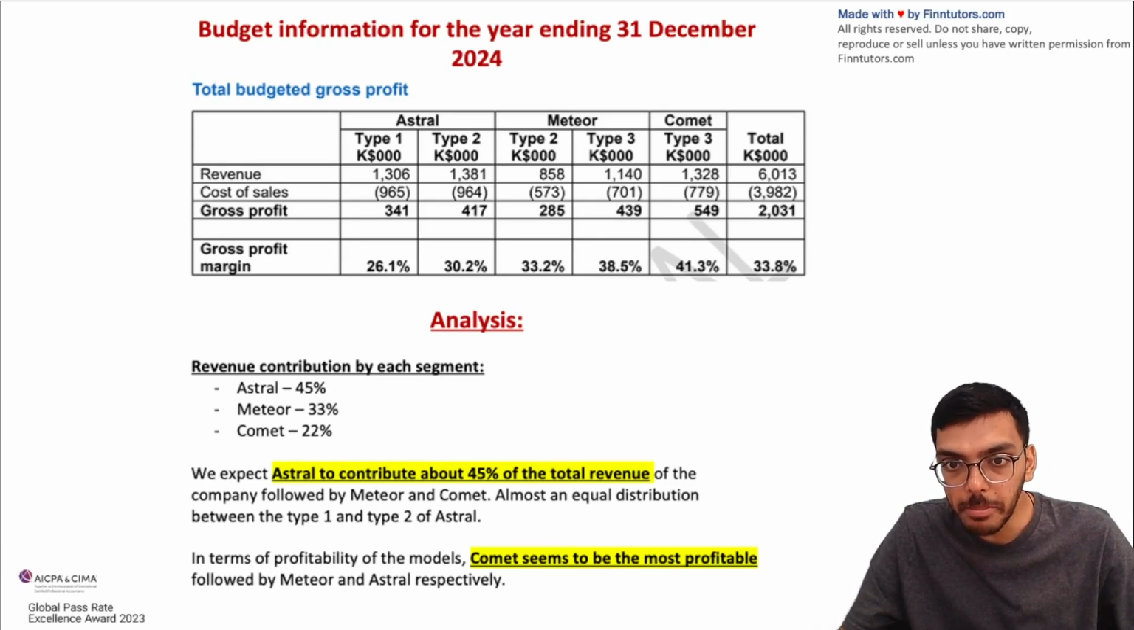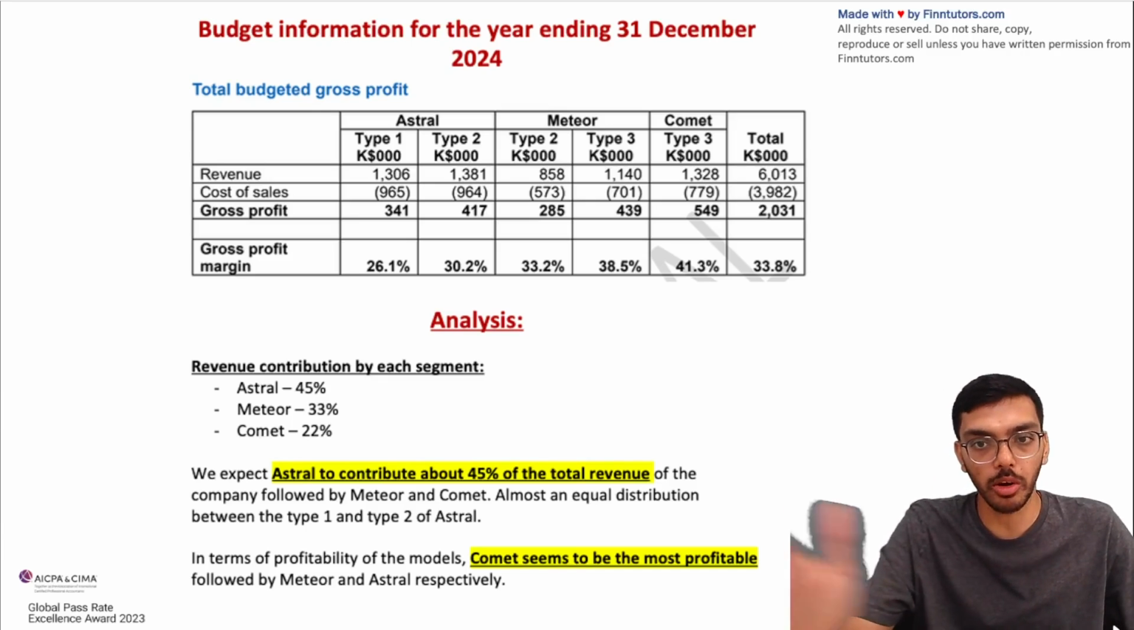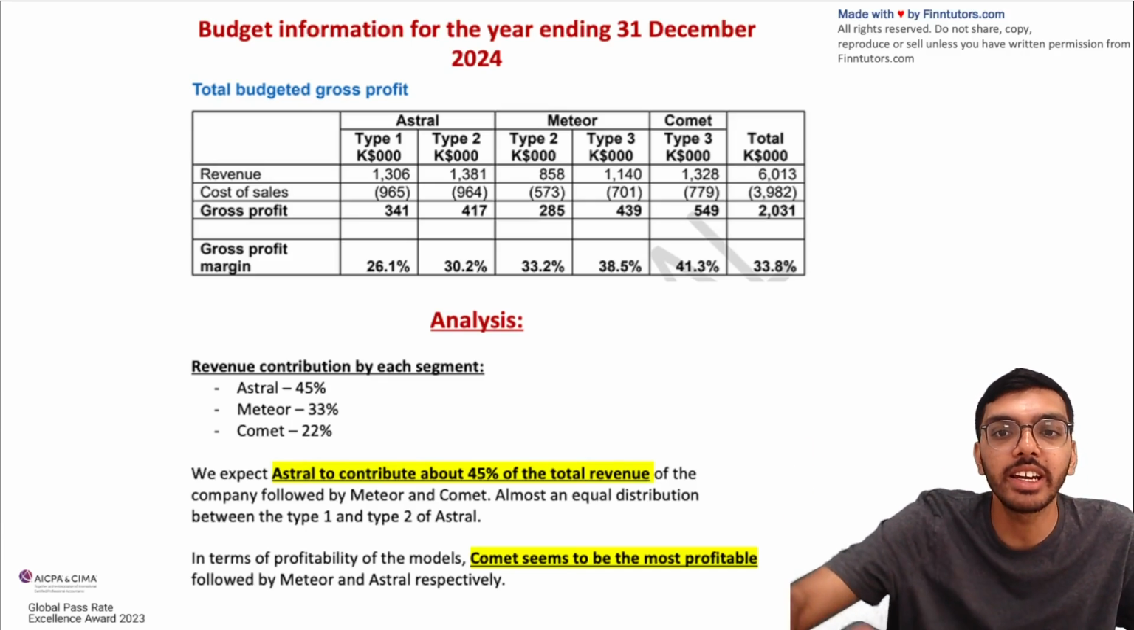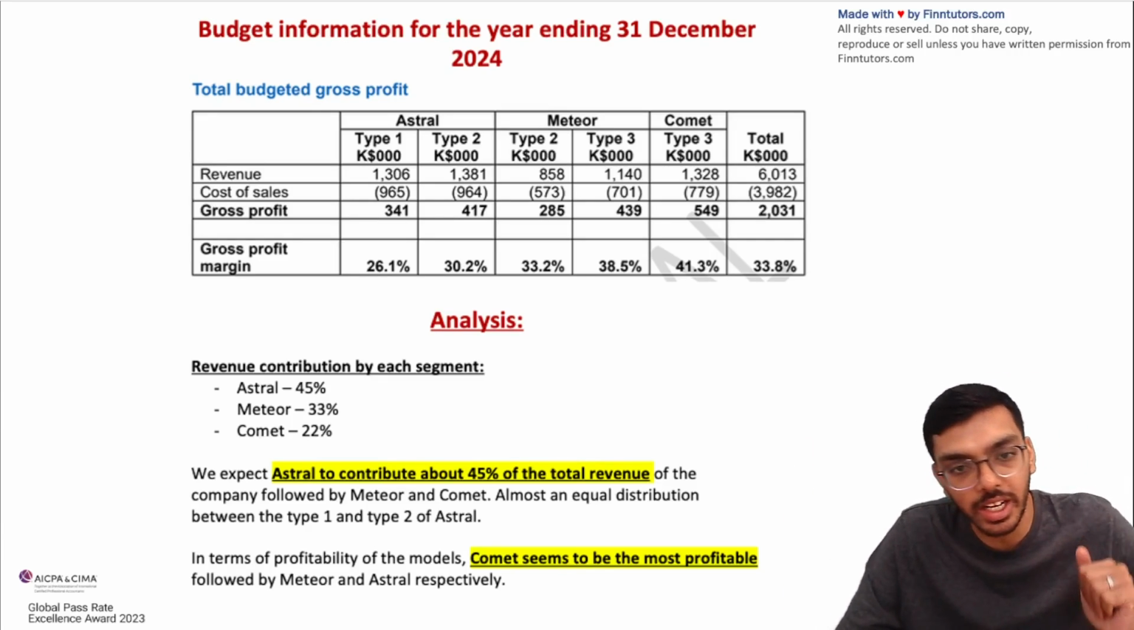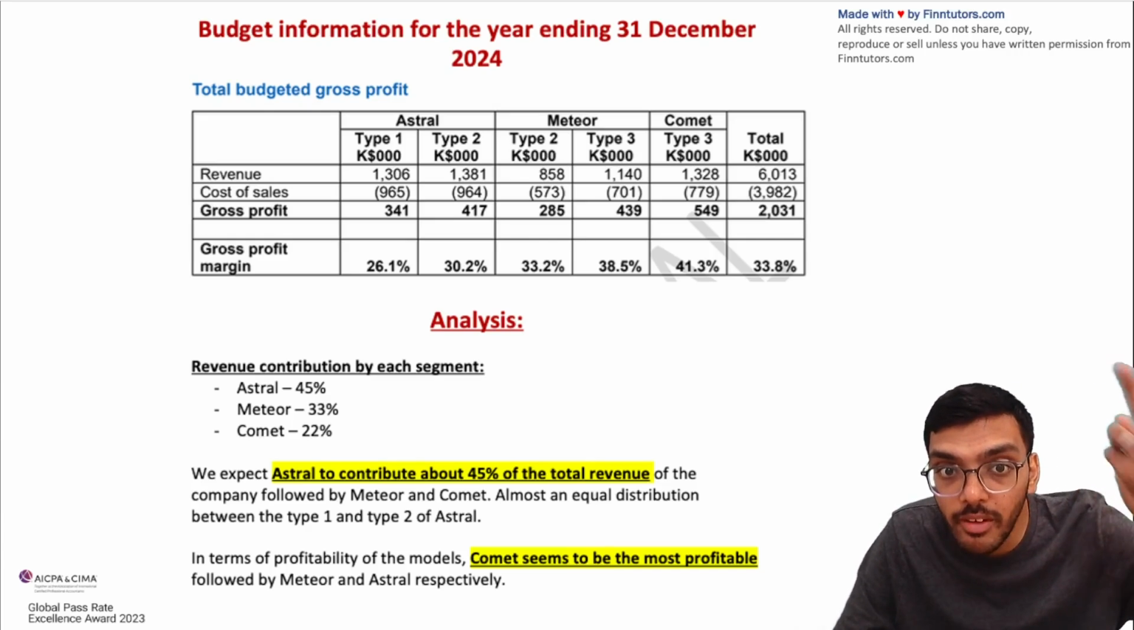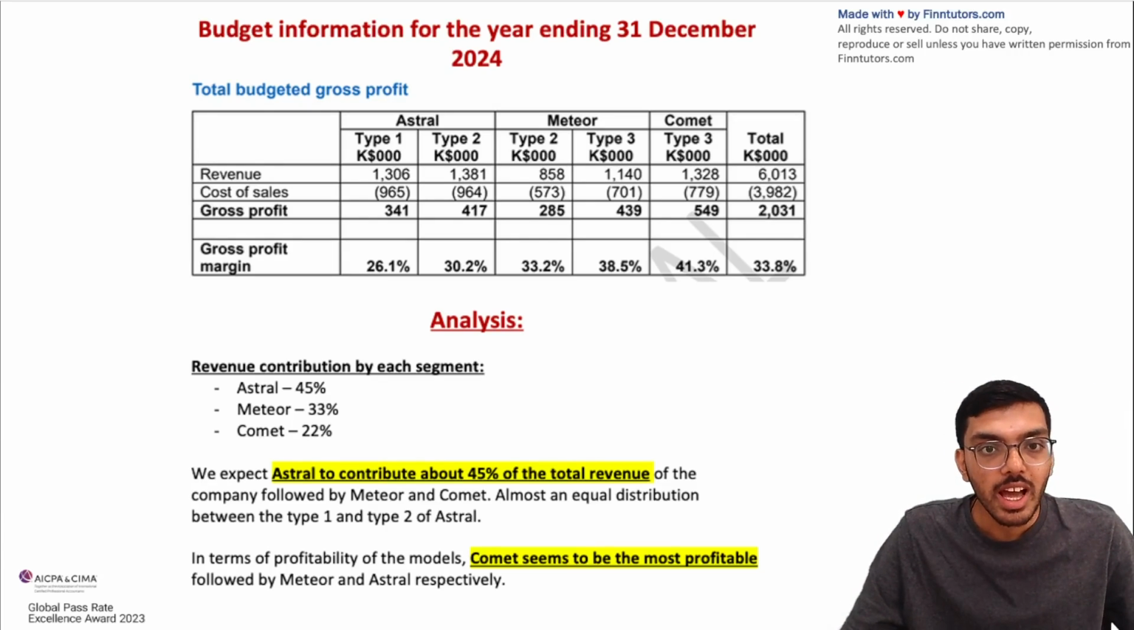It's 41% in the Comet, then Meteor type 3, Meteor type 2, and so on. It's in ascending order from left to right. But if you look at revenue contribution, Astral gives you 45% of the total revenue. The total revenue is 6013.